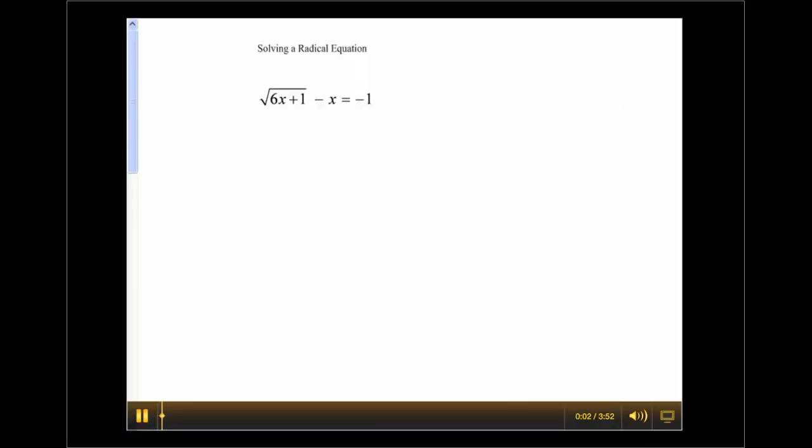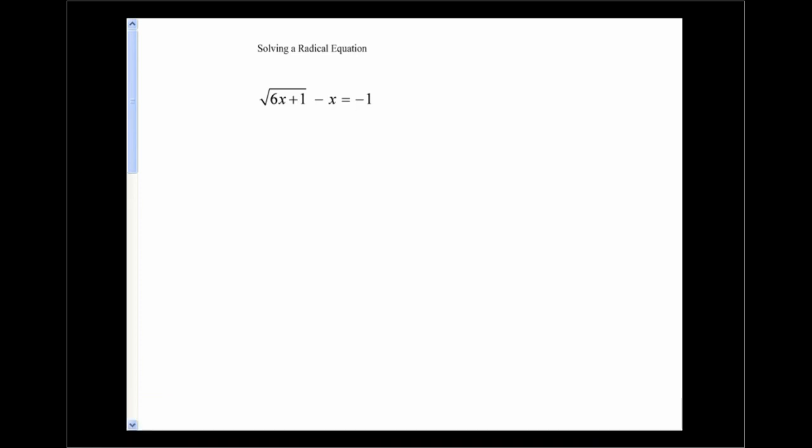Solving a radical equation. The first step in solving a radical equation is to isolate the radical term. If your equation has two radicals in it, you need to choose one of those radicals to isolate. So in this particular equation, we're going to isolate our square root of 6x plus 1 by adding x to each side of the equation. So we're left with the square root of 6x plus 1 equals x minus 1.